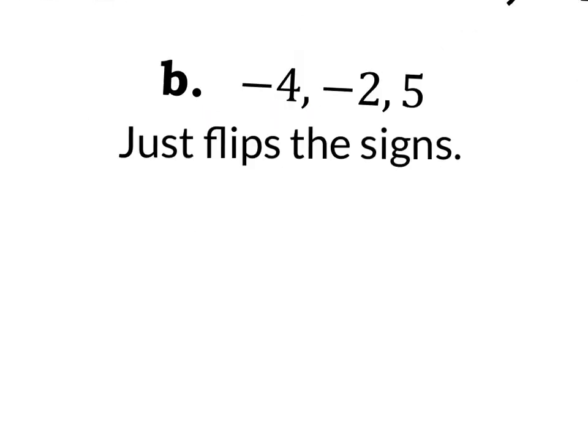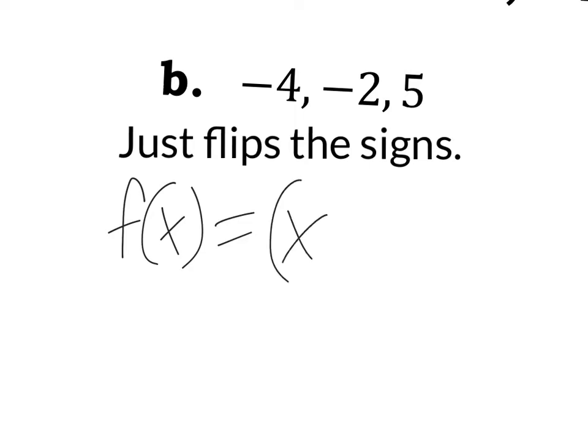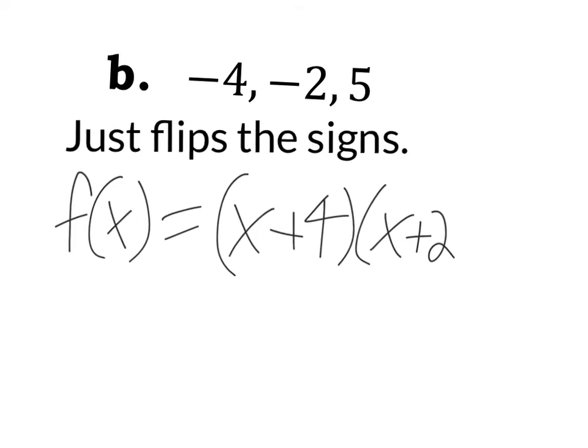So if I were to just flip the signs again for a different example, I'm going to write f of x equals. It can't be a function unless it says f of x equals, or unless it equals something. So write f of x equals or y equals, but f of x is preferred. And then it says minus 4, so I'm going to put plus 4. It says minus 2, so I'll put plus 2. It says 5, so I'm going to write minus 5. And that's actually just going to be my answer.